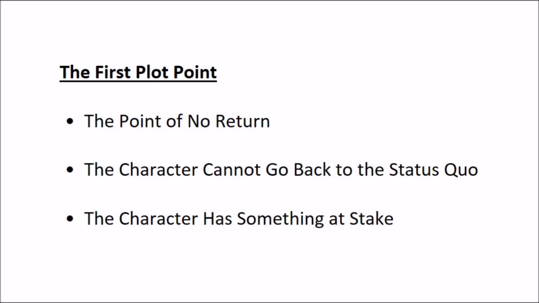So to recap, the first plot point can be considered the point of no return. The character cannot go back to the status quo. In other words, the character can't return to what their life was like before the first plot point. And lastly, the character has something at stake. The character could have had something at stake throughout the story, but now the stakes have been intensified or clarified.